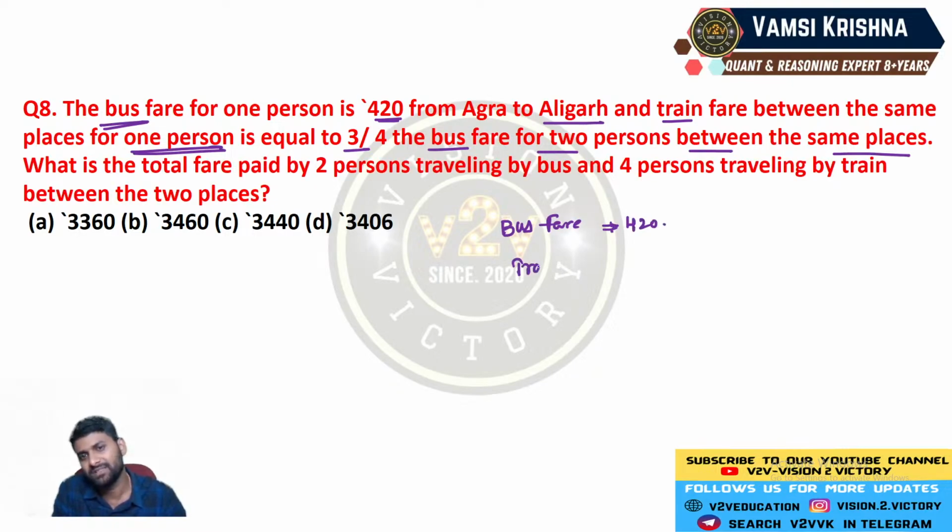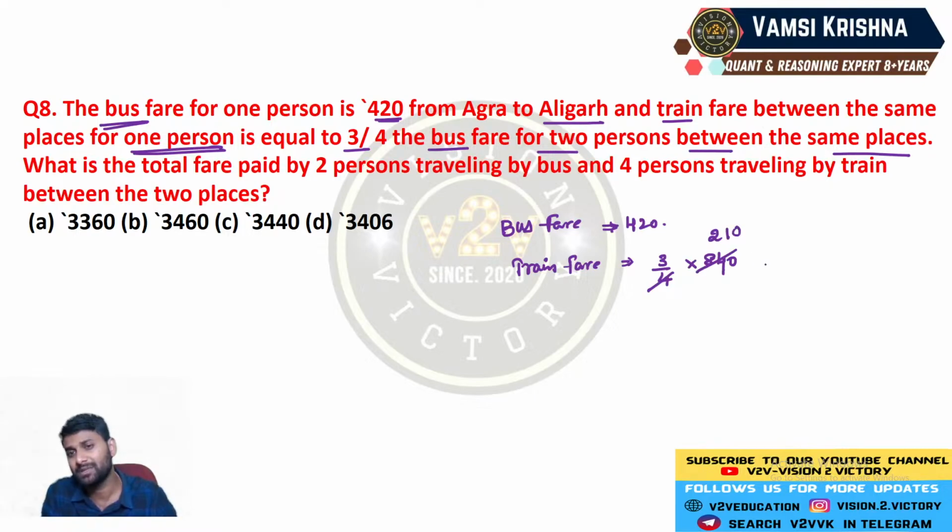Now identify the train fare, and they clearly mention that the train fare is exactly equal to 3/4 of the bus fare for two persons between the same places. Two persons between the same places is exactly equal to 840. Now here the value becomes exactly equal to, so 210 is multiplied by 3 times, the resultant is 630. Then you can get the bus fare and the train fare.